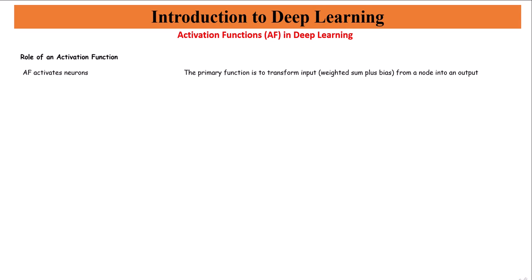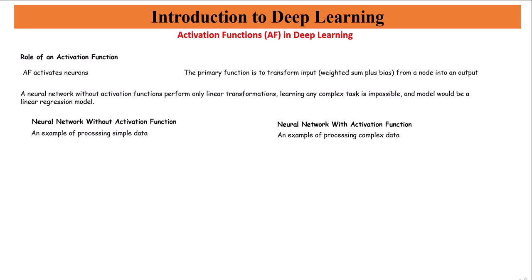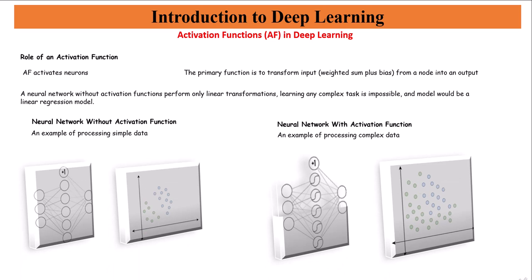A neural network without activation functions perform only linear transformations, making all layers behave the same, regardless of their depth. It means learning any complex task is impossible, and model would be a linear regression model. Now let's compare a neural network with an activation function to one without it. Observe the difference in their behavior and learning capabilities.